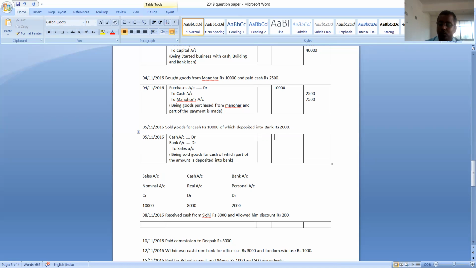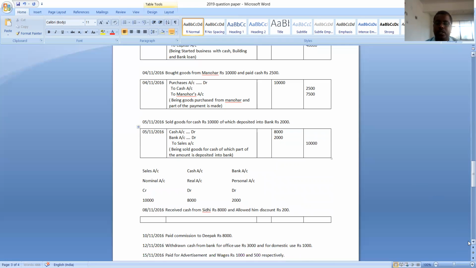We sold goods worth rupees 10,000, but how much is retained? 8,000 is retained in the form of cash. So cash account debit rupees 8,000. Out of the 10,000, 2,000 is deposited into bank, and the remaining is maintained in the form of cash. So cash account debit rupees 8,000, bank account debit rupees 2,000. Now to sales account, how much? We sold goods worth rupees 10,000, so sales account credit rupees 10,000. Understood?